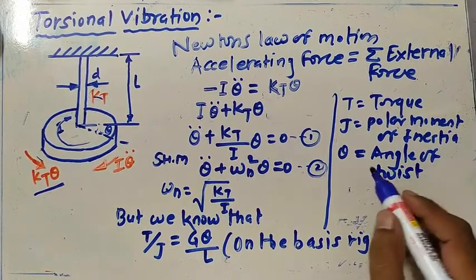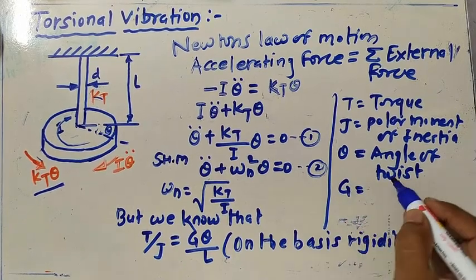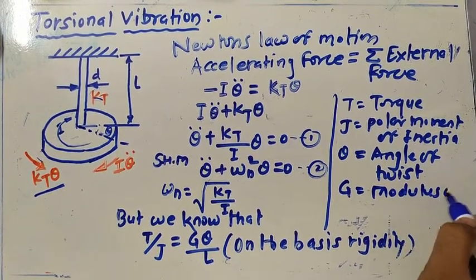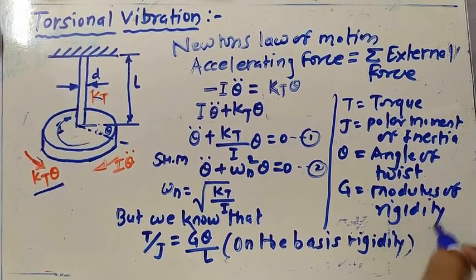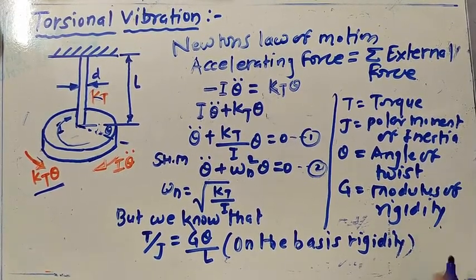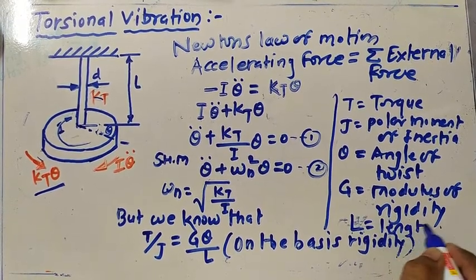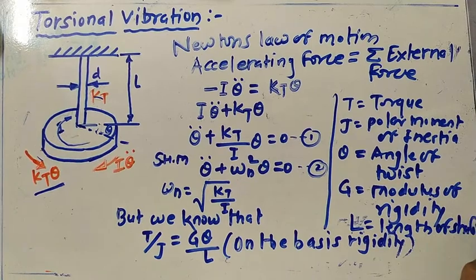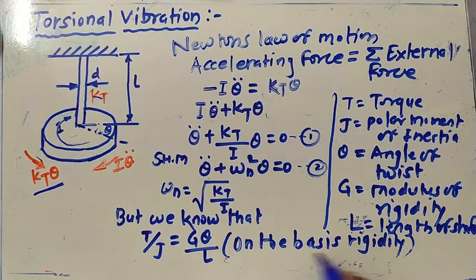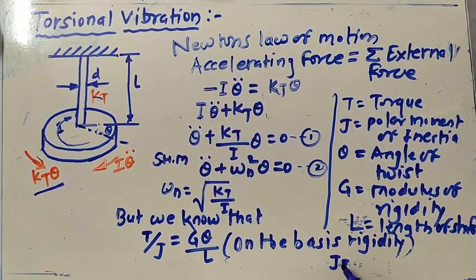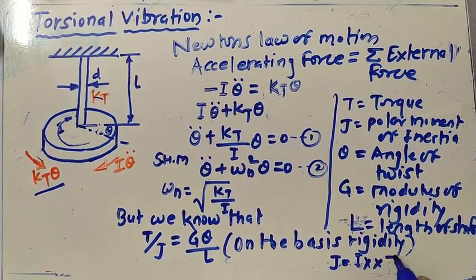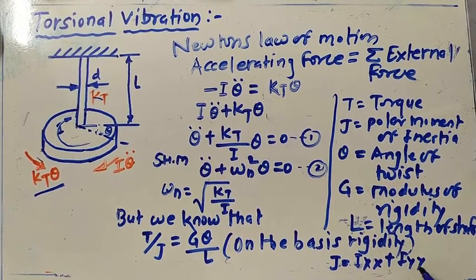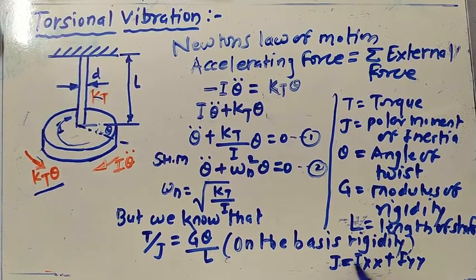Next is the G term, the modulus of rigidity. L indicates the length of the shaft or wire. J is the polar moment of inertia, which is I xx plus I yy, the moments of inertia about the x-axis and y-axis.